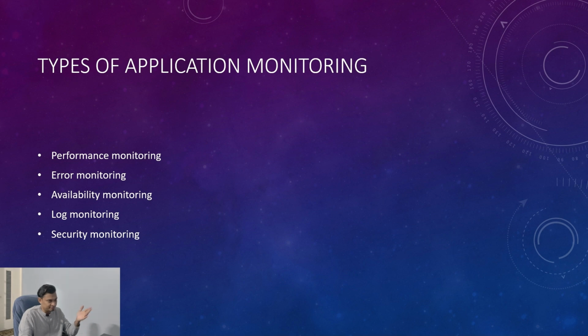And security monitoring, as I explained earlier: for security, we can check whether a request results in 401 or 403 or any response which is not desired. So these are the types of application monitoring we will do with our monitoring system.